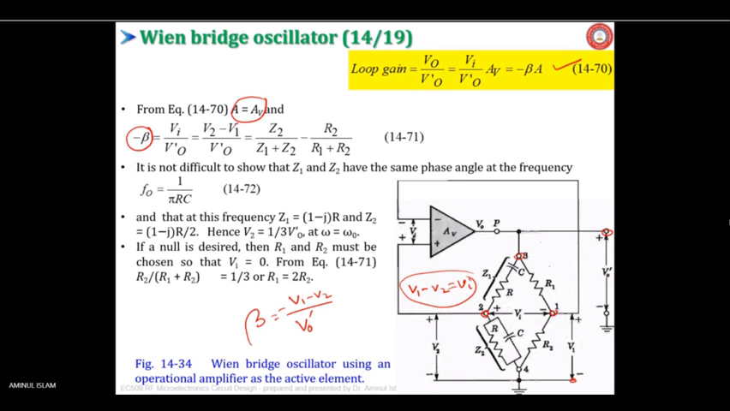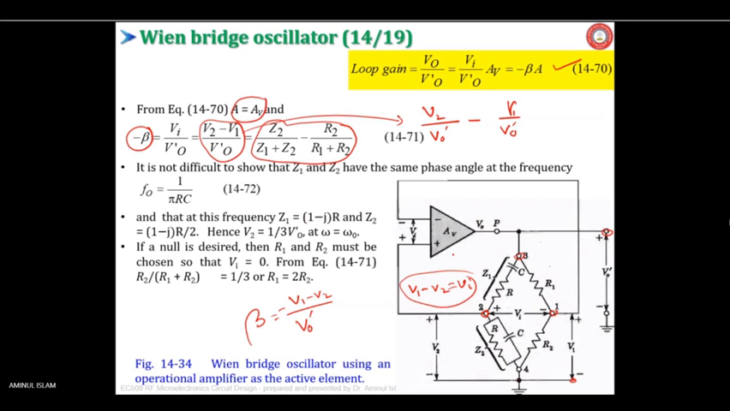And now if you split it in this way, say V2 by VO prime minus V1 by VO prime, then you can write this thing. Can we do it or not? Pay attention.